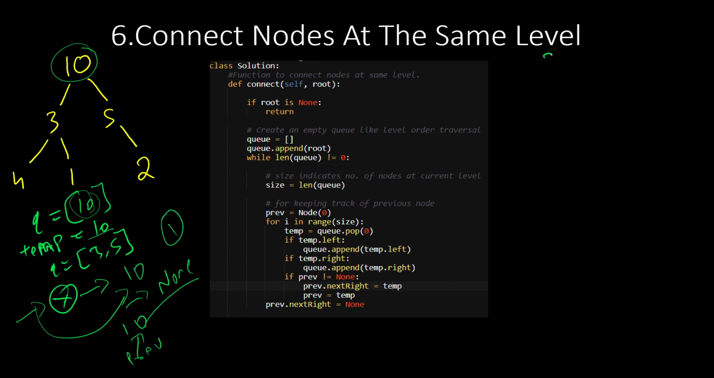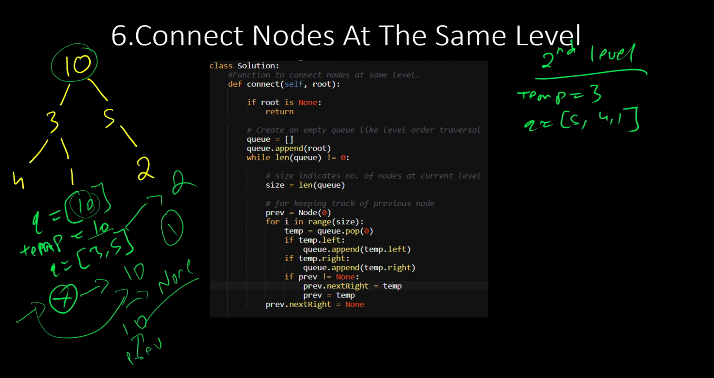Now coming to the second level, we'll be doing the same thing here. We have taken the second level now. Same thing happens here. Now the size of the queue is 2 here. Now we have 3 and 5 elements inside the queue. Now pop the element. Temp will be having 3, and the queue will be having 5, 4 and 1. Okay, now these two elements have been added.